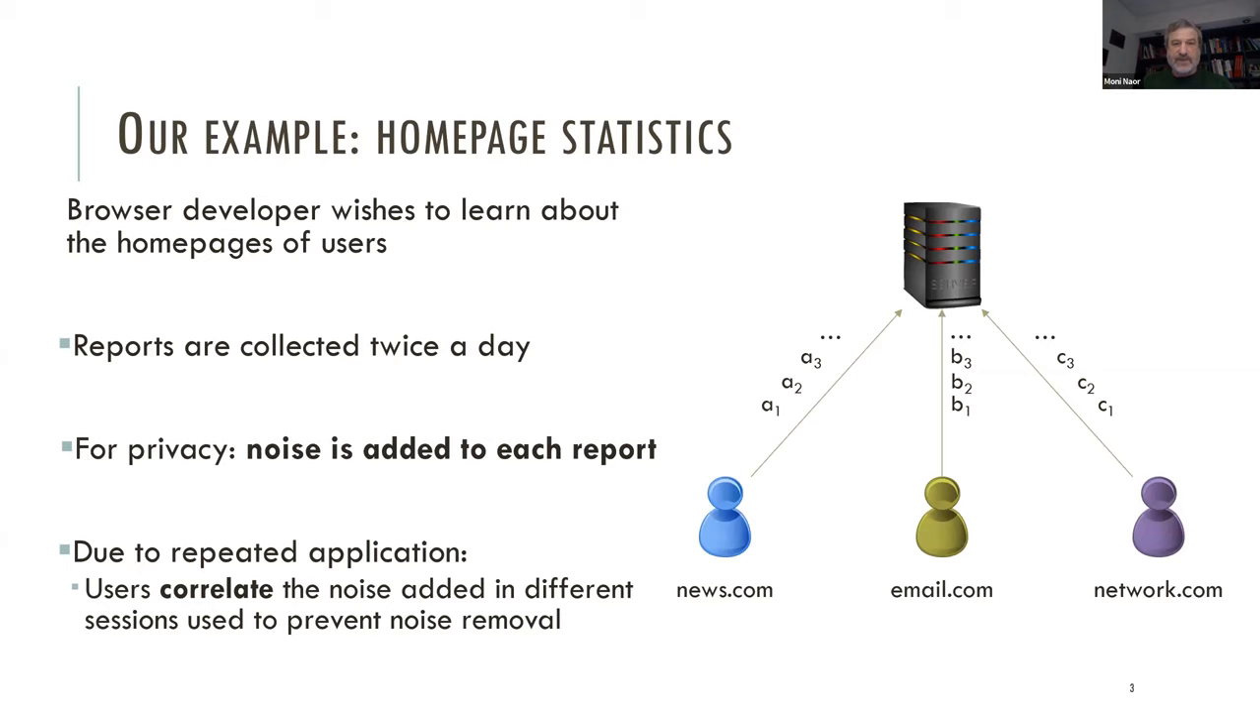A motivating example would be collecting homepage statistics. Suppose you have a browser developer who wishes to learn about the homepages of users, because, for instance, they want to know if suddenly a homepage became very popular, which can be an indication of a virus, or for various other reasons. The reports are collected twice a day, let's say. And because the browser developer is aware of differential privacy and privacy issues, noise is added to each report.